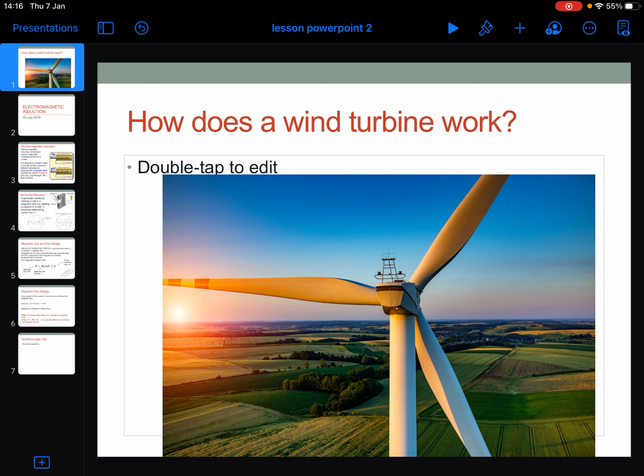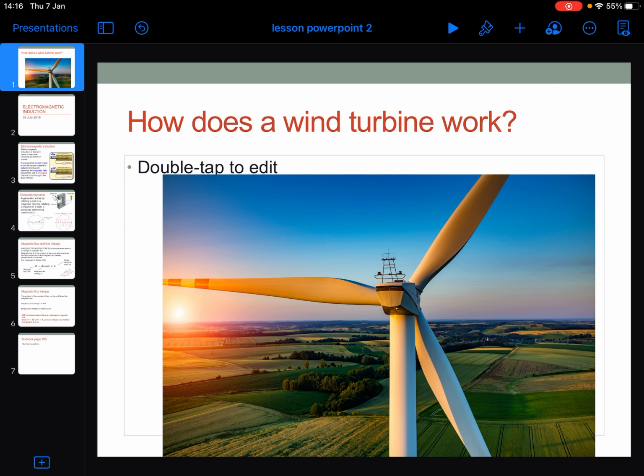So first thing I'd like you to do is have a little think about how a wind turbine works. Can you think of any physics that is connected to it? Anything at all from GCSE or outside that you know how it would work?